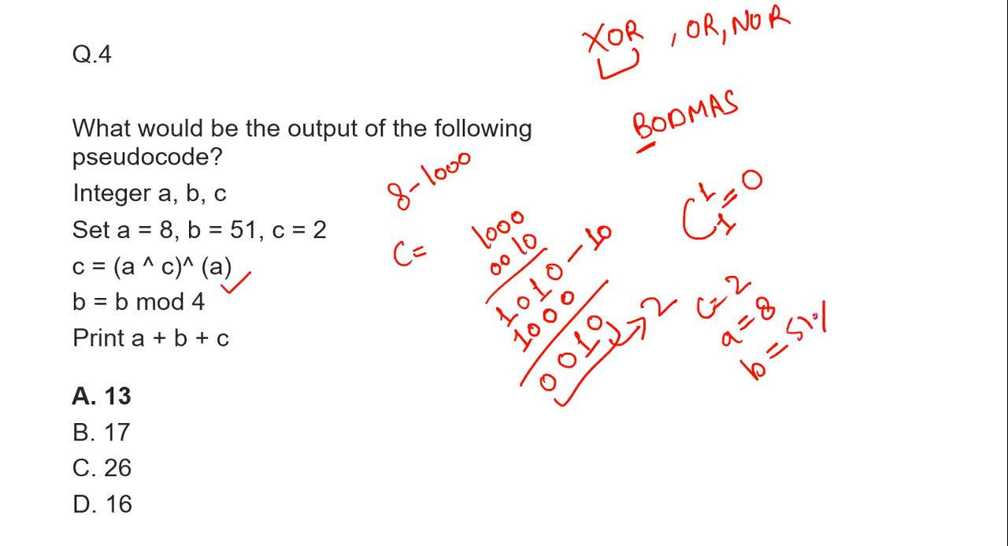51 mod 4. If you divide it by 4, let me show you. 4 1 5 1. So we have 3. So in B we have 3. So 8 plus 2 is 10, plus 3 is 13. So what is the correct answer? Option A, right? So I hope you understood this question as well. Let's see the next question now.